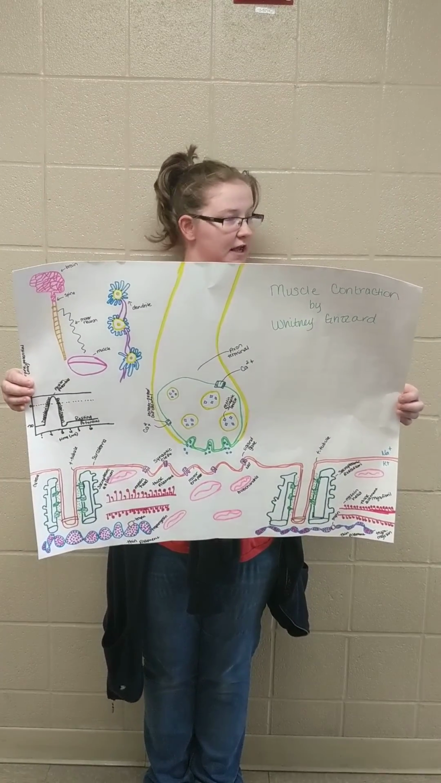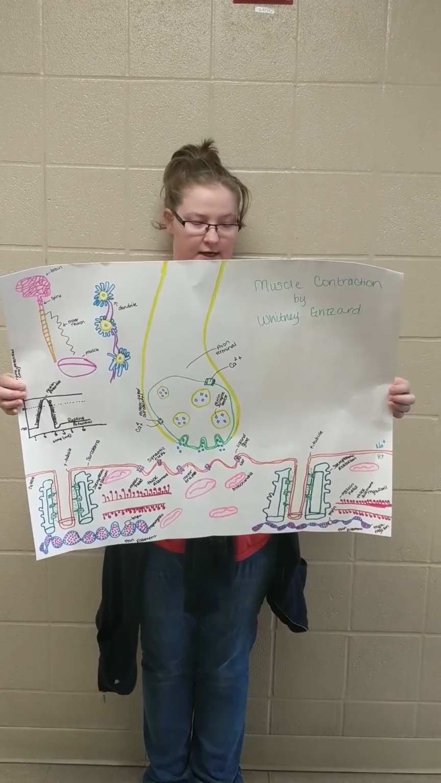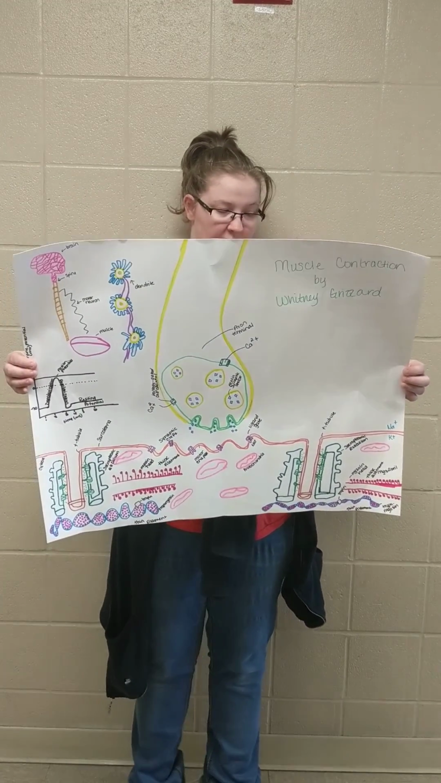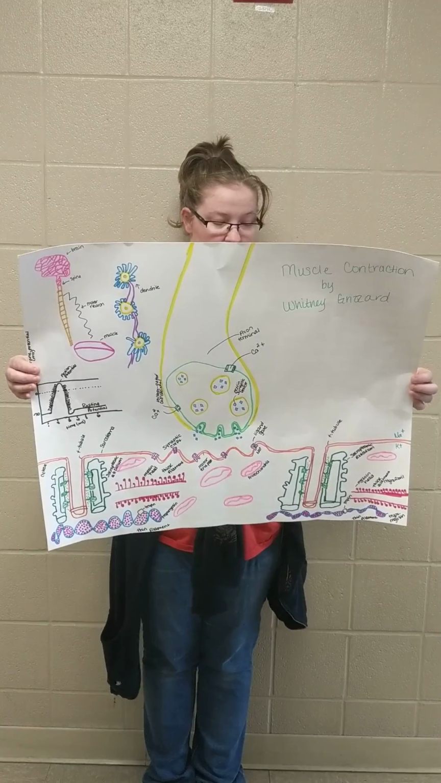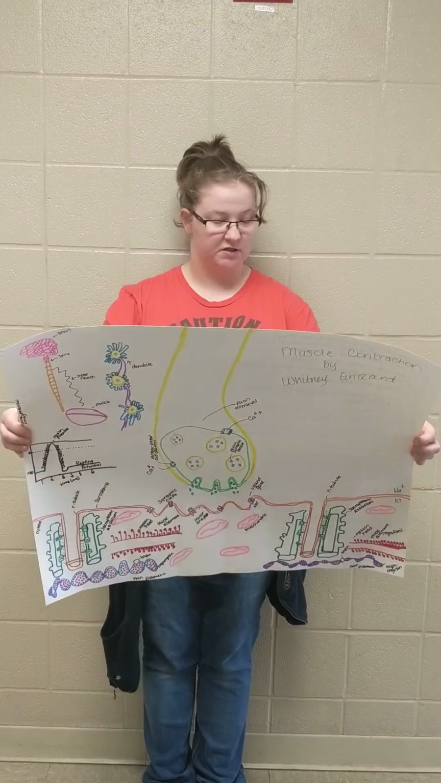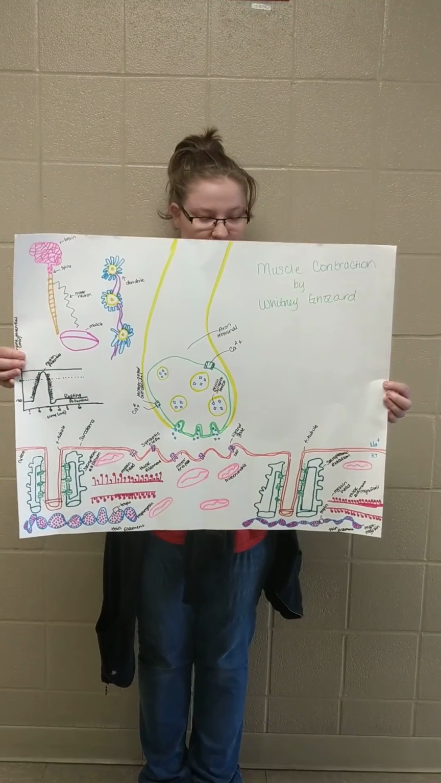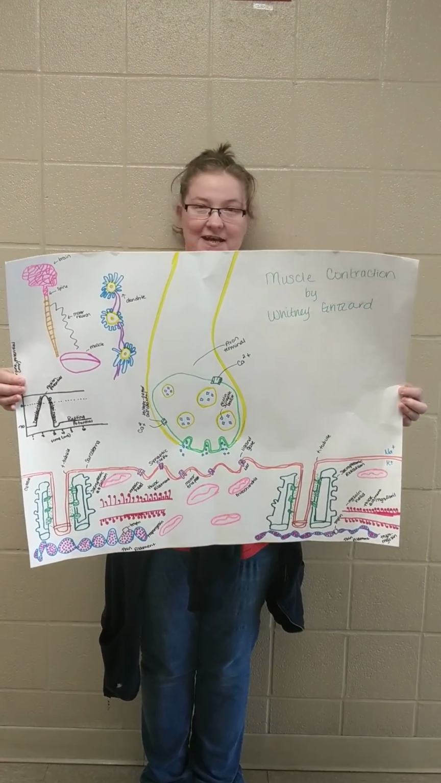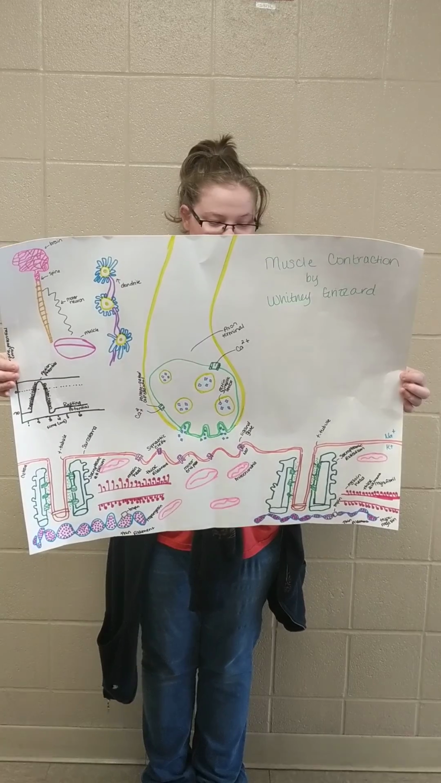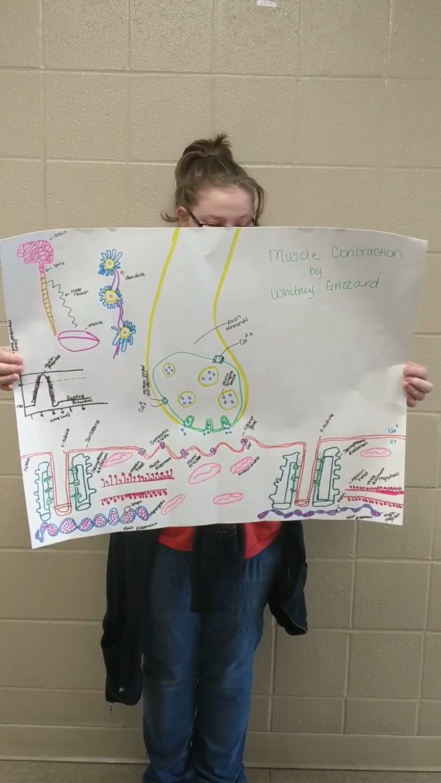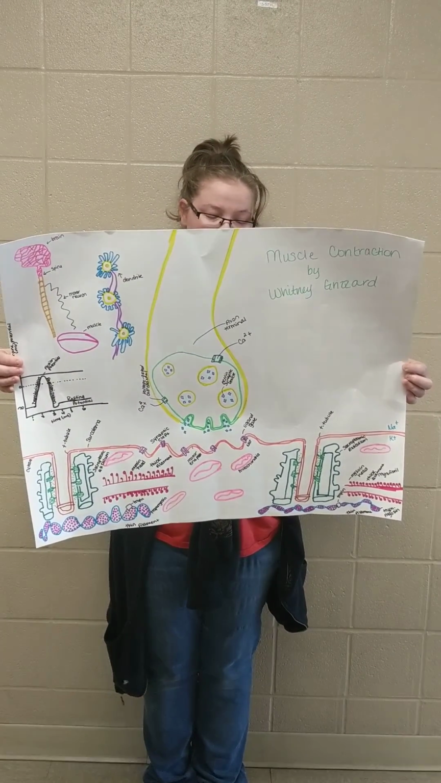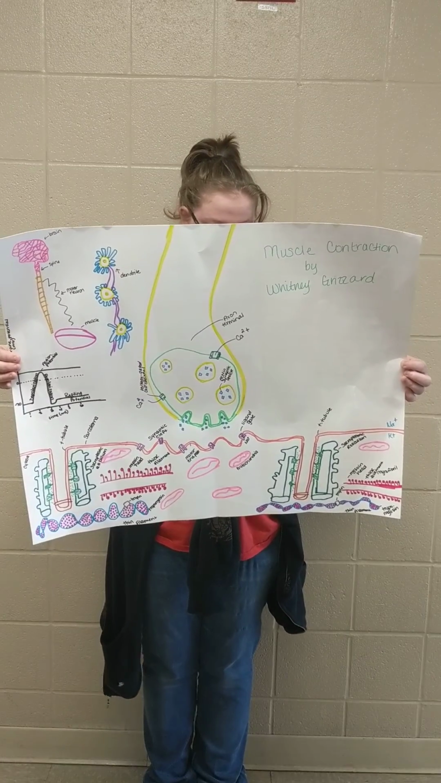ATP hydrolyzes, cocking the myosin head. The myosin head binds to actin. The power stroke occurs when the phosphate detaches. So it detaches from the myosin head and myosin pulls actin toward the center of the sarcomere. ADP leaves the myosin head at the end of the power stroke.